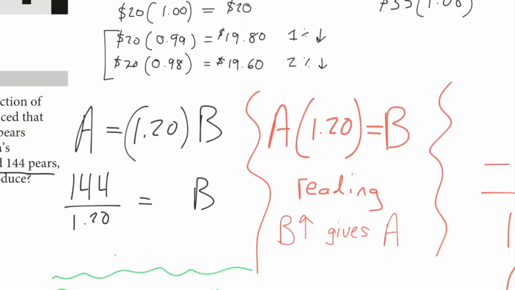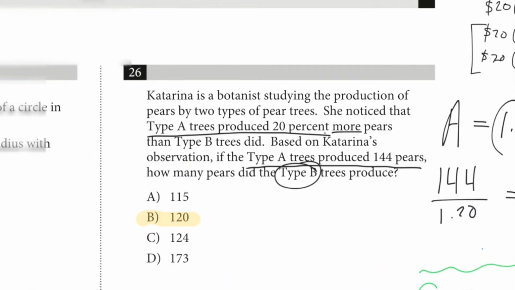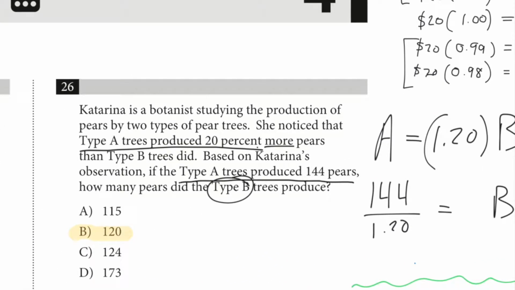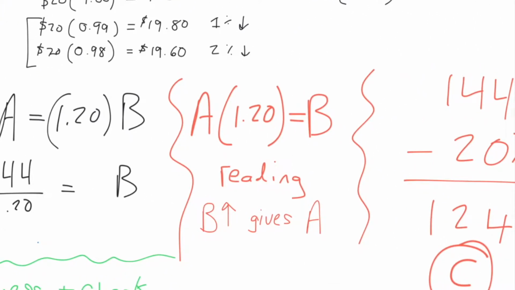There are lots of tricks here. First of all, if you just read the sentence, type A trees produce 20% more pears than type B trees did, then you might think, just based on reading it, translating it into an equation, that it's A times 1.2 is equal to B. However, it's B that needs the increase in order to give A. So that's why you have to multiply B times 1.20.